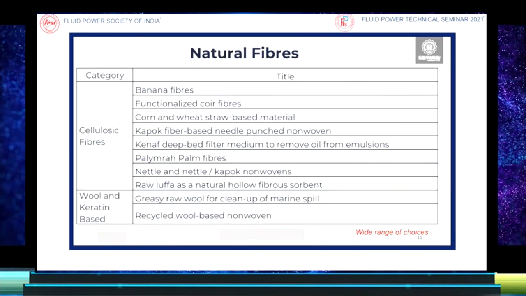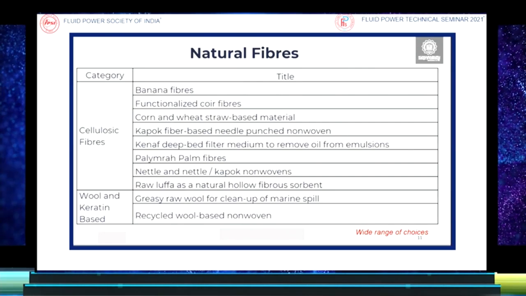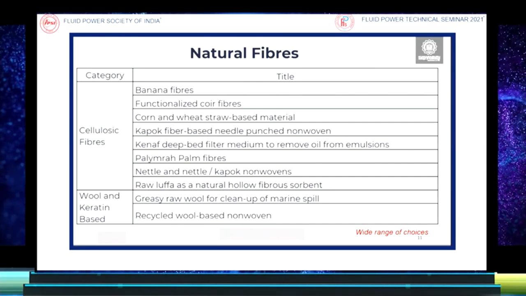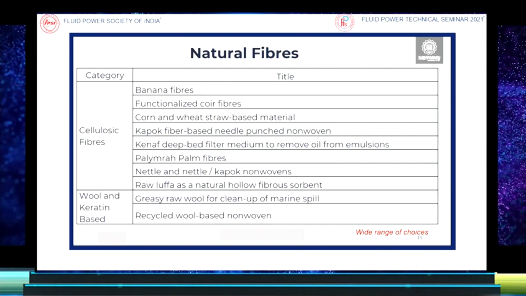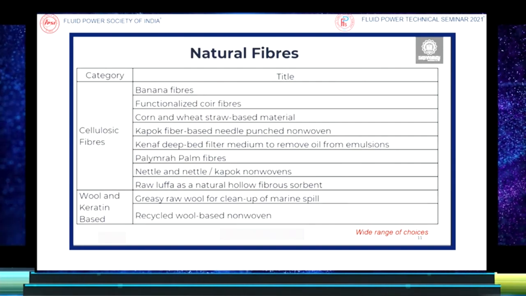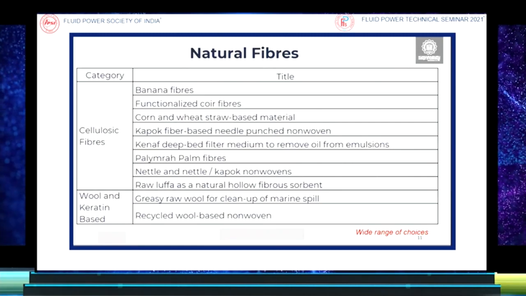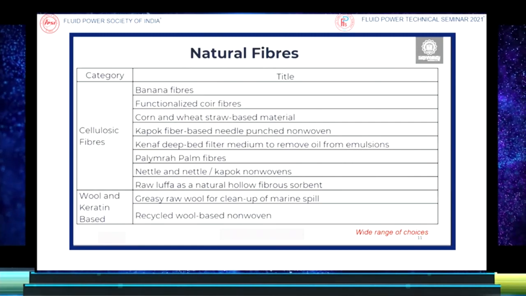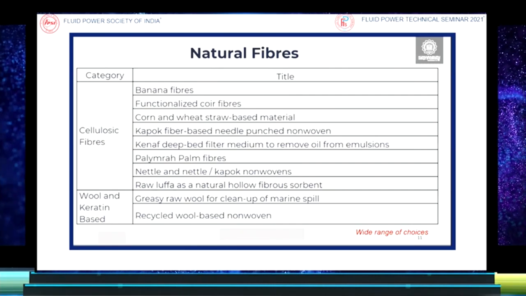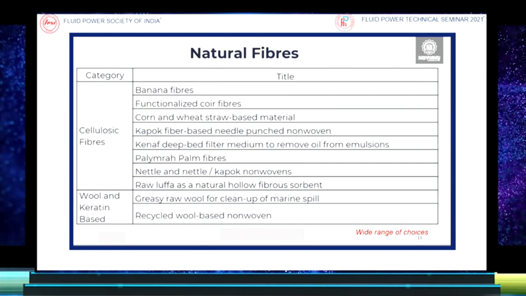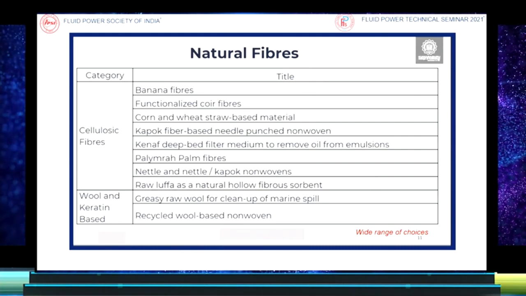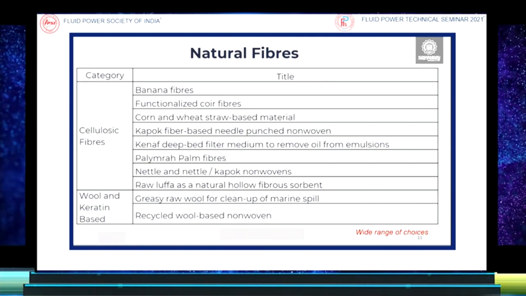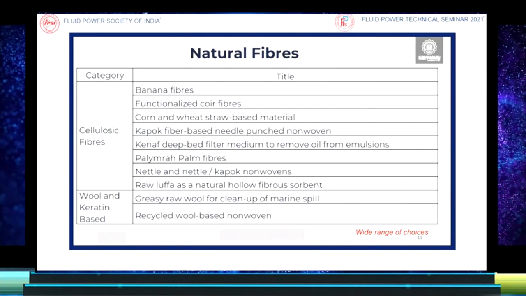And these are some of the fibers which give similar property levels and which can be engineered according to our needs, like banana fibers or coir fibers or even straw-based materials. In this part of the country, we get kapok fiber, which we call silk cotton, or kenaf, as I said, palmyra palm fibers, or nettle fibers, or milkweed fibers. And interestingly, we have luffa fibers, which is naturally a filter product available.